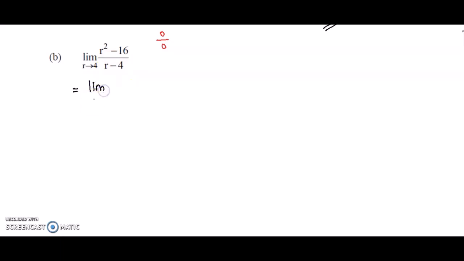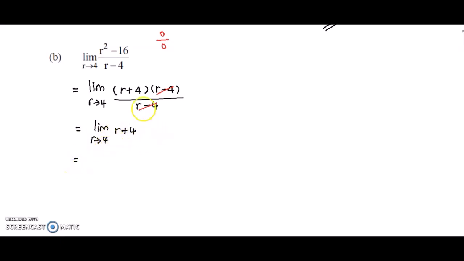So the polynomial on top will be r squared minus 16. R squared minus 16 can be factorized into r plus 4 and r minus 4. And this is divided by r minus 4. So now you can see that the r minus 4 on top and below can be cancelled off each other. Finally, you have a limit when r approaches 4, you need to find the limit for the r plus 4.